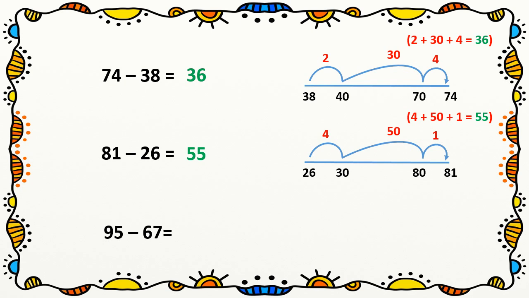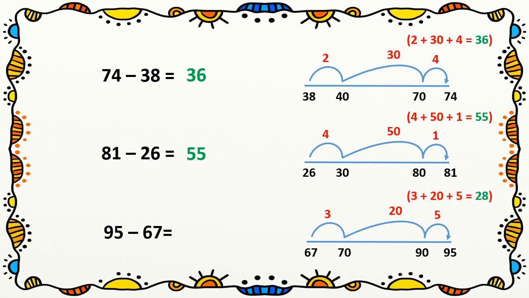95 minus 67 is equal to. 67 onto 70 is 3. 70 onto 90 is 20. 90 onto 95 is 5. 3 plus 20 plus 5 equals 28.